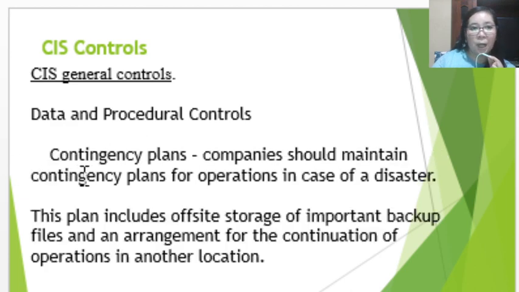Okay, so contingency plans. In contingency plans, companies should maintain contingency plans for operations. Okay, this is especially for disaster. When we say contingency plan, it is a strategy on how to recover or to move forward after a certain data loss or hardware loss happened in the entity. So this plan should include offsite storage of important backup files, okay, and arrangement also for the continuation of operations in another location if the main office, for example, is not accessible or is destroyed.